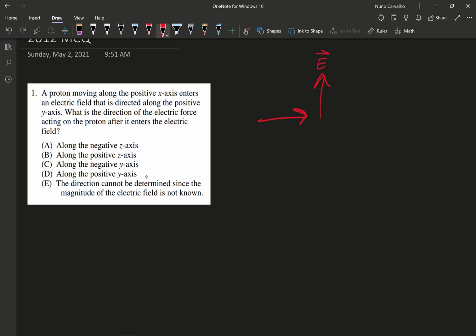Well, really the movement of the proton itself does not matter because we're talking about an electric field. It's just there to trick you into thinking that it's maybe a magnetic field that you have to be thinking about. So a proton will feel a force in the same direction as the electric field, which means that the electric force is also going up, in the positive y direction, and so it's D.